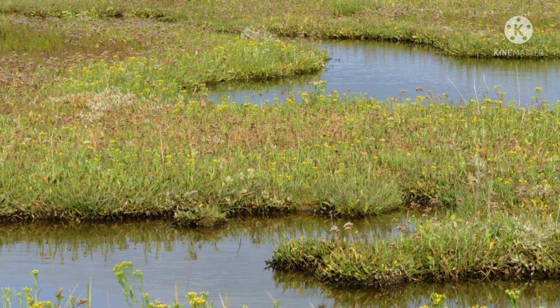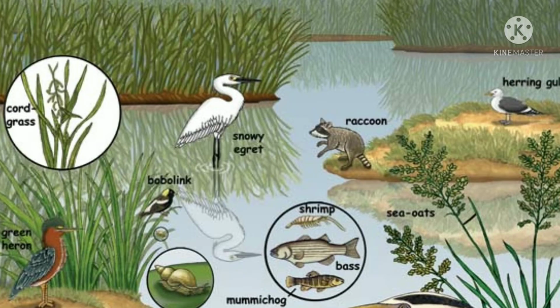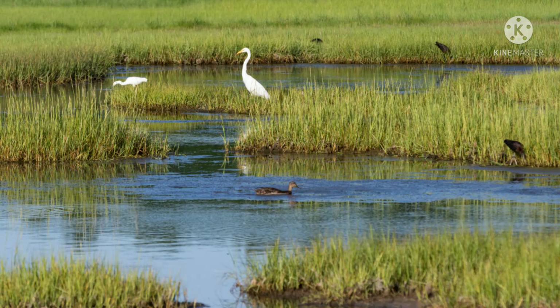Salt marshes are areas that are filled with seawater during high tides and drained during low tides. Organisms found in the salt marshes are clams, mussels, oysters, crabs, snails, and shrimps. Plants found in salt marshes are sea grasses and other plants that are tolerant of salt water.